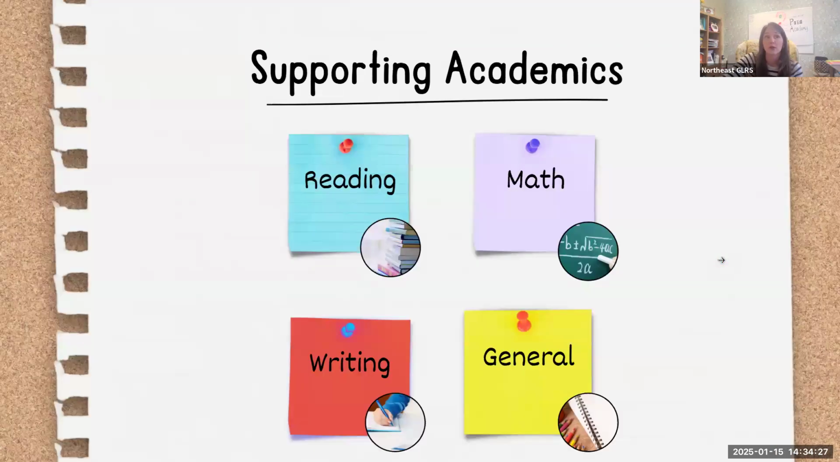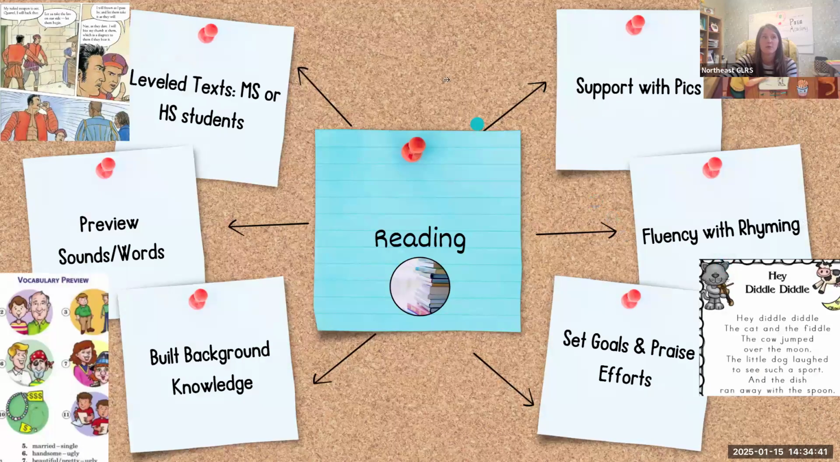Now we're going to talk about supporting academics. We're going to go into reading, math, and writing, but I'm also going to look at general academics that you guys support students in. So first, we're going to focus on reading. Some instructional strategies that can help with reading for all students, but especially for middle and high school students, are leveled texts. So these are books that are written on a level that's more accessible for our students.